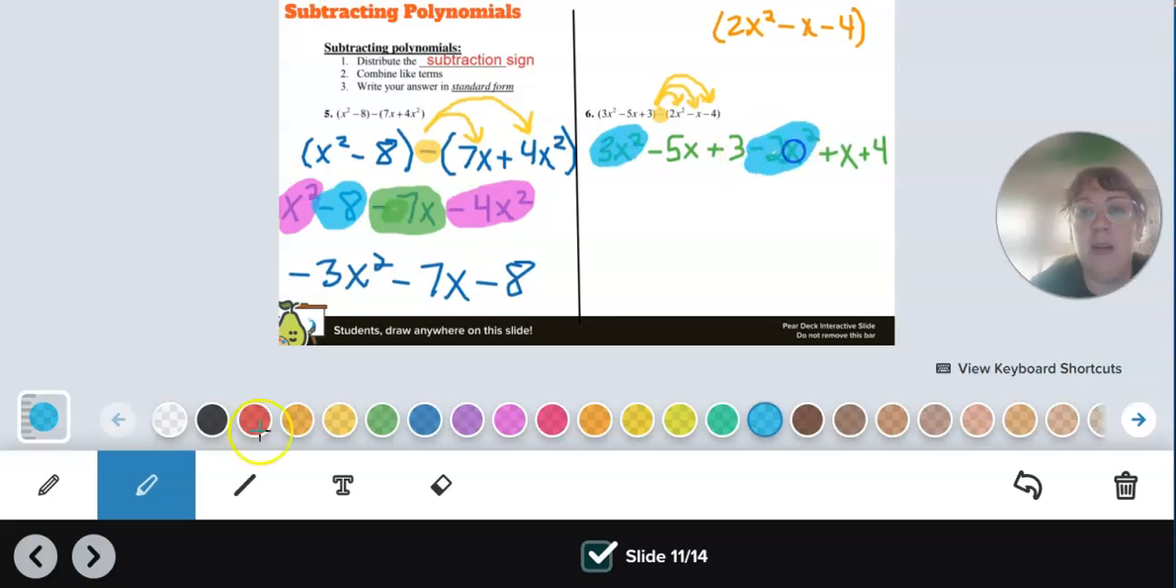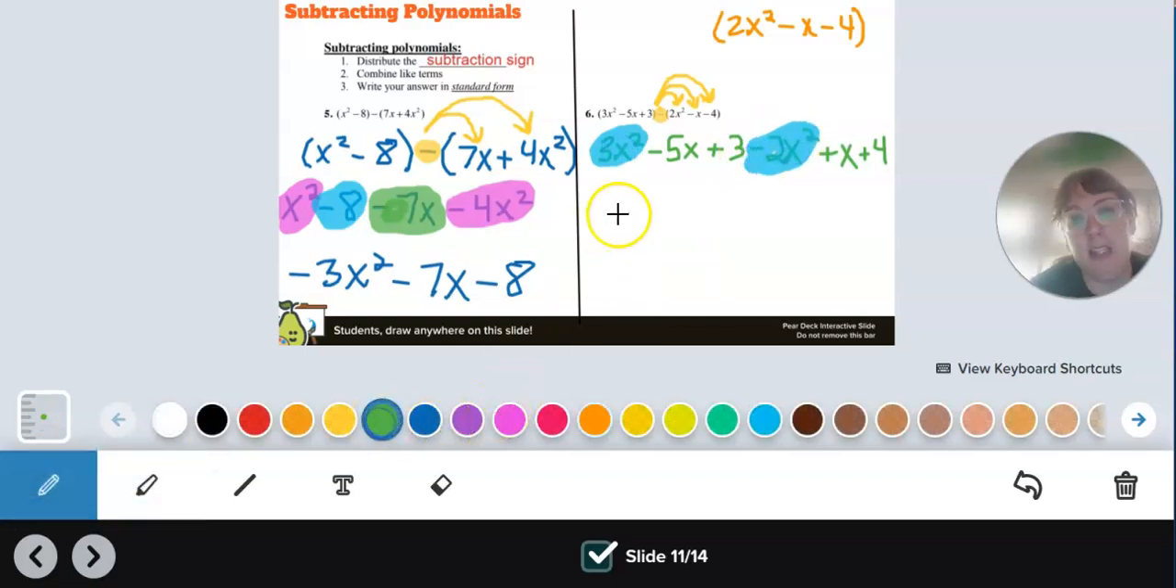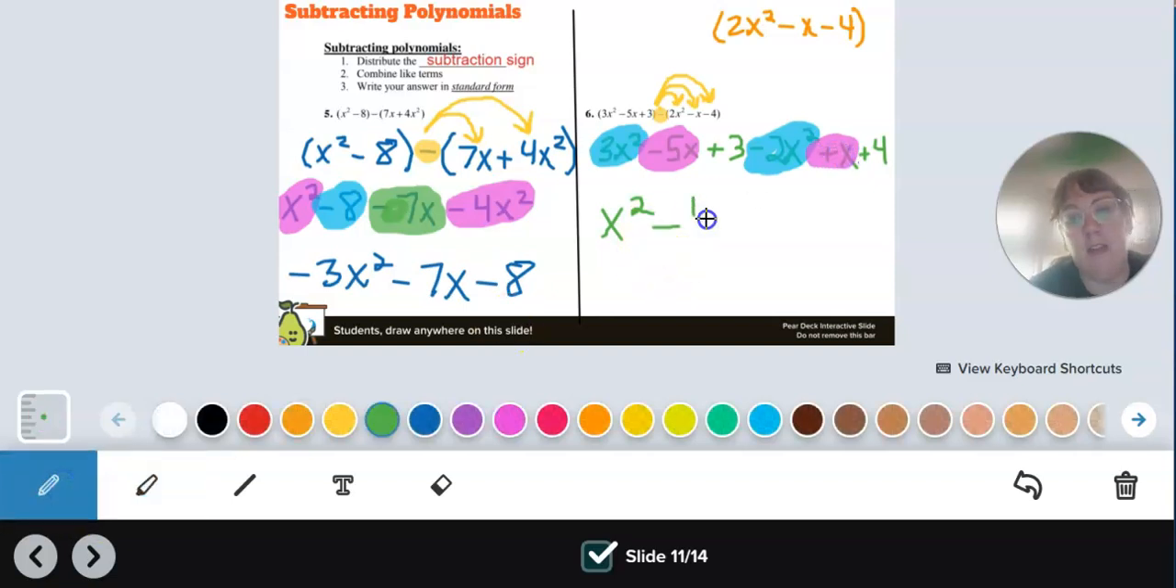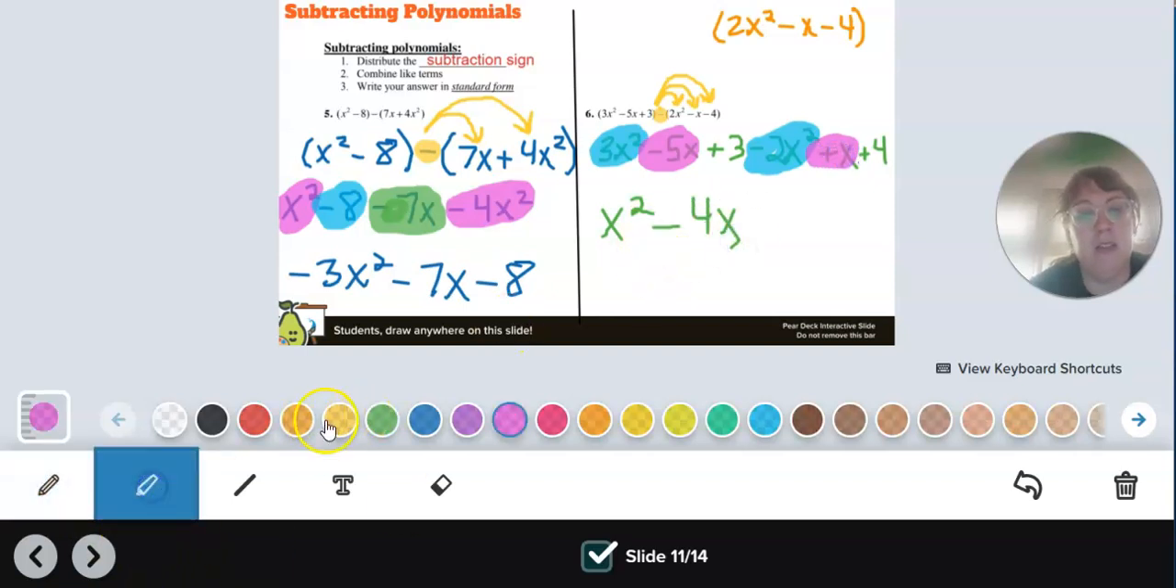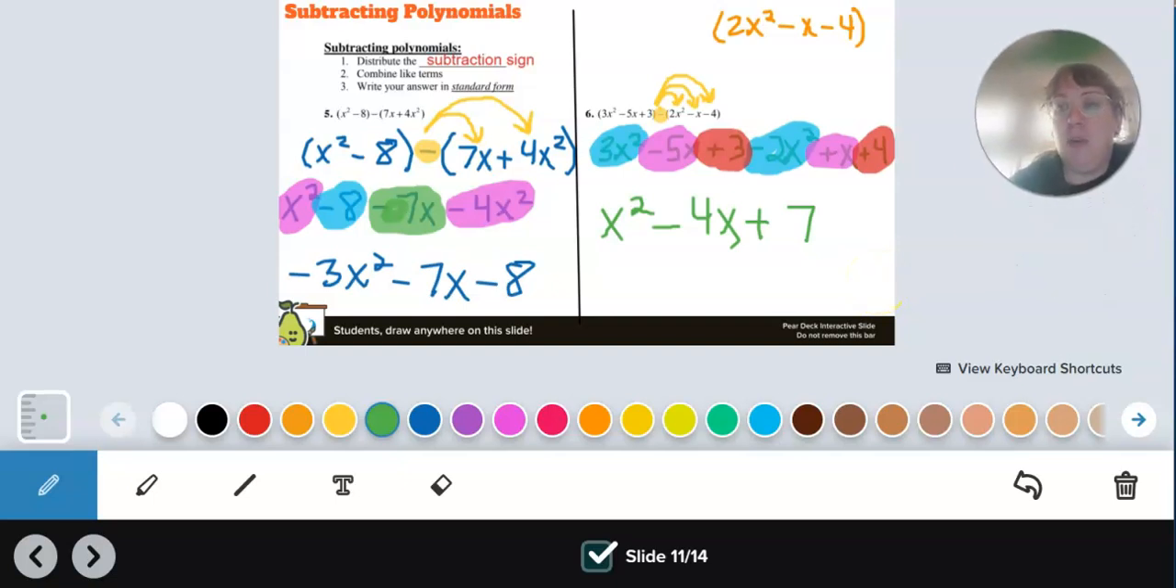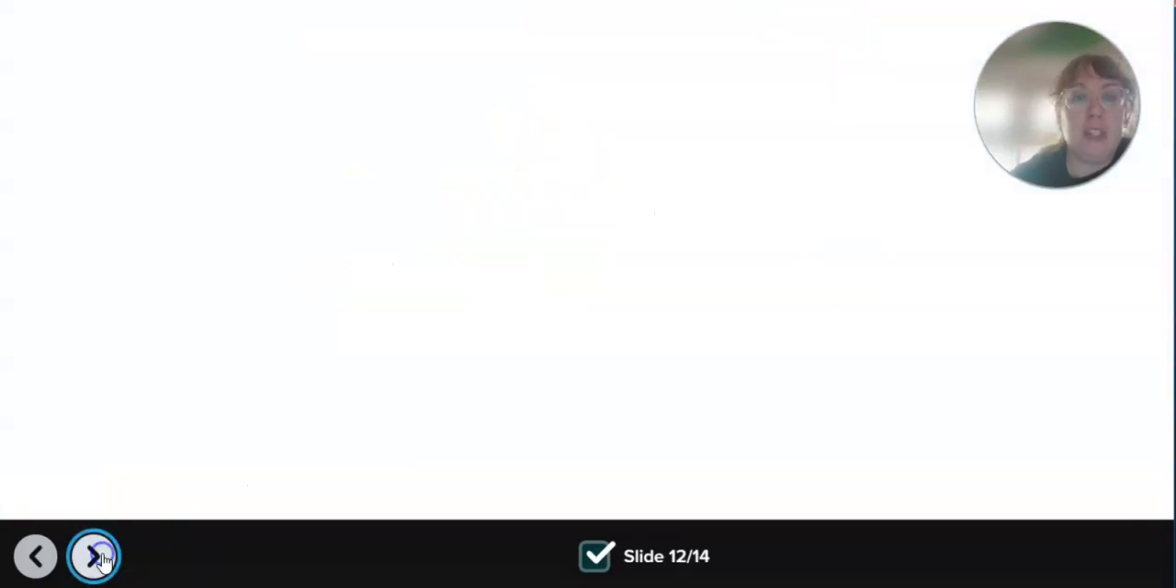And we have a 3x squared minus a 2x squared, which just gets us an x squared. A -5x plus an x is a -4x. And 3 plus 4 gets us 7. Going to do a little more practice here for subtraction, and then we'll be done with the pear deck. So push to slide 12.